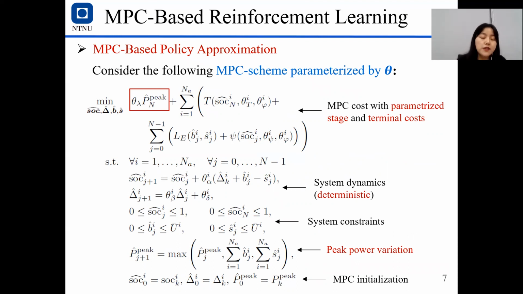The idea here is that we use the MPC as a function approximation. So consider the following MPC scheme parameterized by theta. This one is the MPC cost with some parameterized stage cost and terminal cost, and the parameterized peak penalty cost. These two lines are the system dynamics. Instead of using a stochastic model, we use some theta here, which is a deterministic model. And these two are system constraints for state and inputs. And this is the peak power variation equations. And the last line is MPC initialization.